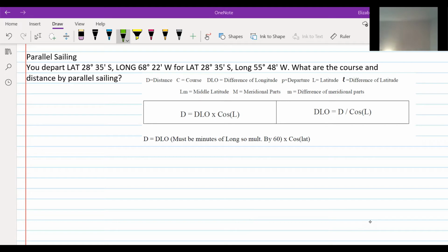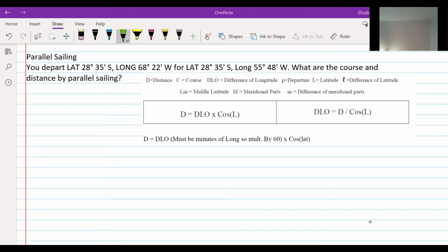So I have the problem: you depart latitude 28 degrees 35 minutes south, longitude 68 degrees 22 minutes west, for latitude 28 degrees 35 minutes south, longitude 55 degrees 48 minutes west. What are the course and distance by parallel sailing? Parallel sailings are the easiest of the sailings to work at, which is why we have started with them.